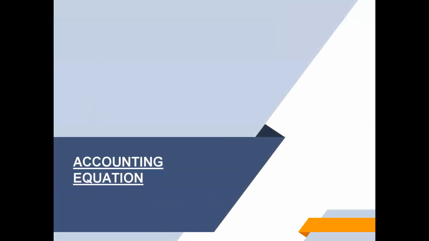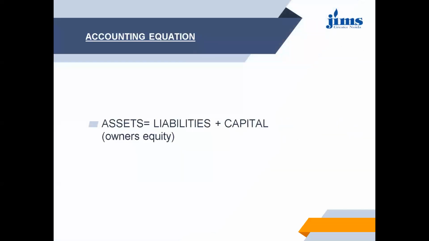Next, we'll discuss the accounting equation. The accounting equation is that assets is equal to liabilities plus capital. So, all the assets would be equal to the liabilities, which includes the capital also.